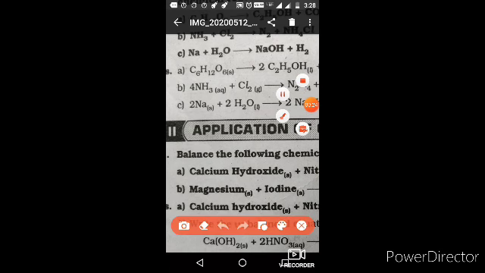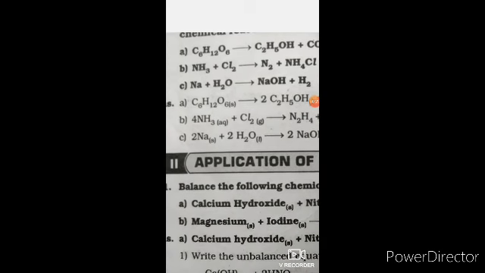Dear students, today I am going to show some examples which are related to exam pattern. So, the three examples above: C6H12O6, glucose, decomposes into ethyl alcohol C2H5OH and liberates CO2.